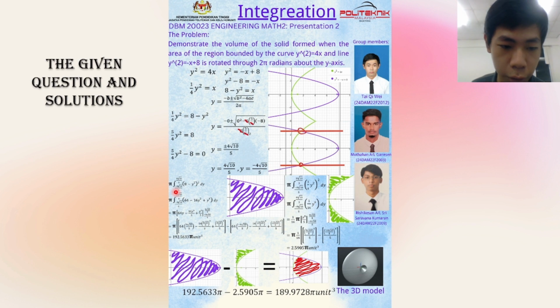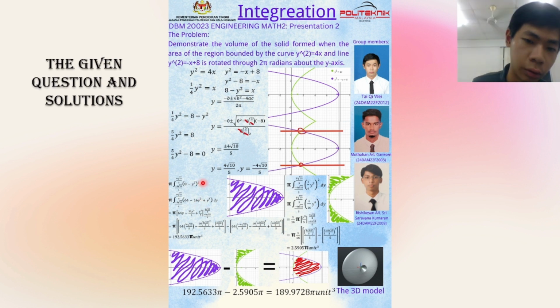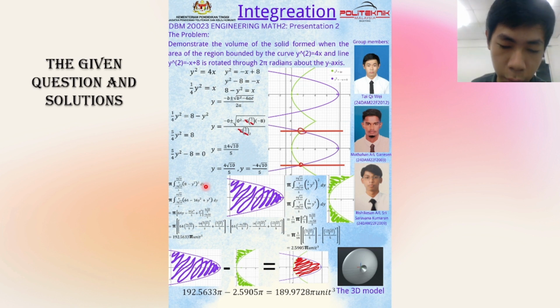So the formula that we're using is pi integrate, with the limits a to b, of the square of the function that we need to integrate. And because the value that we're using is y, we will use dy. Like we were doing the purple curve first, so we just put in the equation for the purple curve, because we are integrating the equation with respect to y.